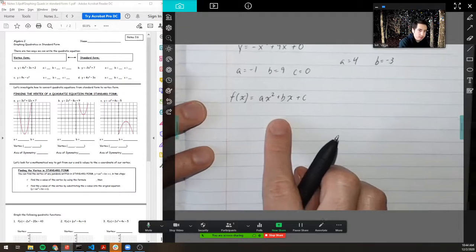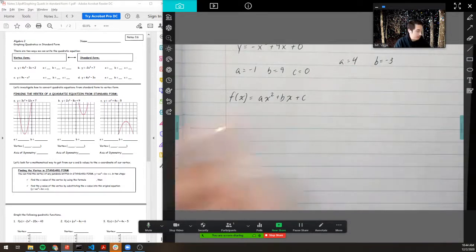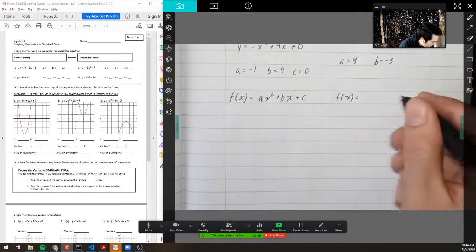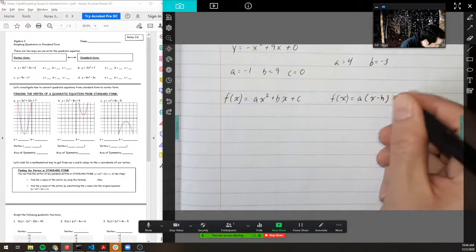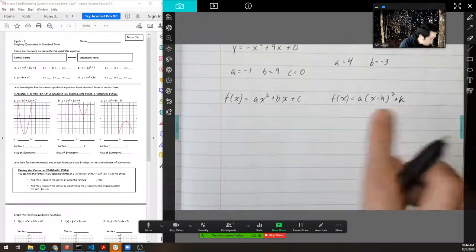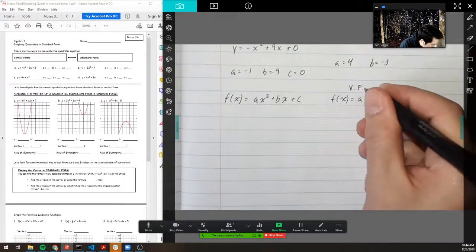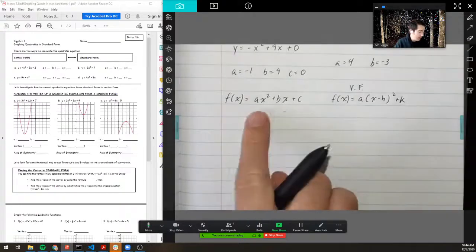That's standard form. If I want to go to vertex form, I need to know h and I need to know k. A is the same either way. Again, this is vertex form. I'm going to write it one more time. To get vertex form, I need to know h and k. So how do I find h and k when I have it in standard form?